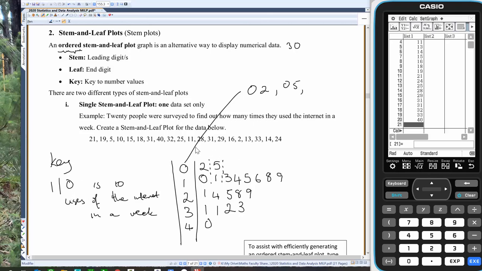Okay. Now, the other thing we'll do is make sure that we give our chart a heading. So, number of times internet is used per week. All right, so there's our first stem and leaf plot.